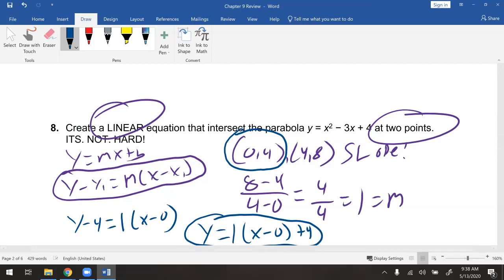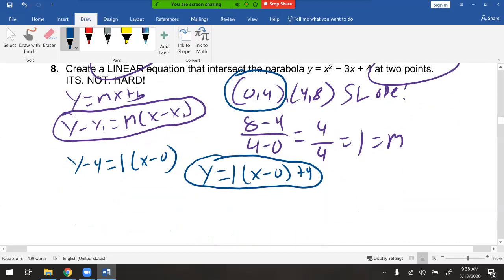Find the slope first. Well, actually, graph it. Find your slope first of 2 points that are on the graph. Then make your equation using this. That covers 8 in a nutshell.